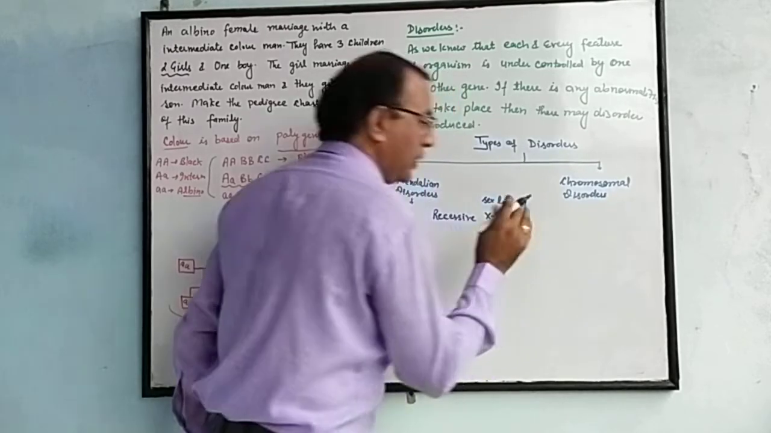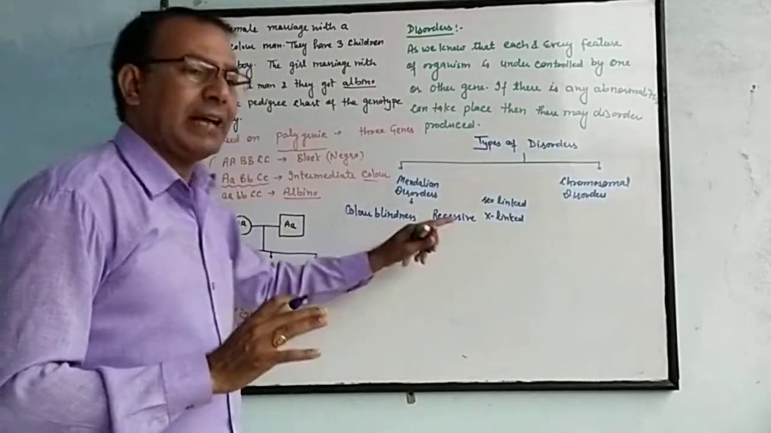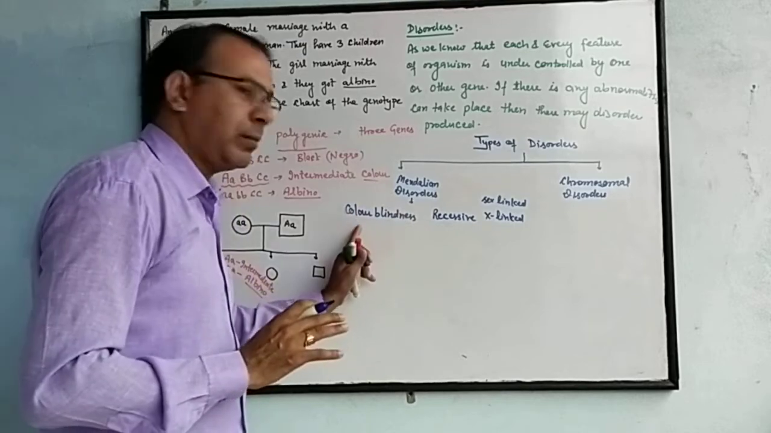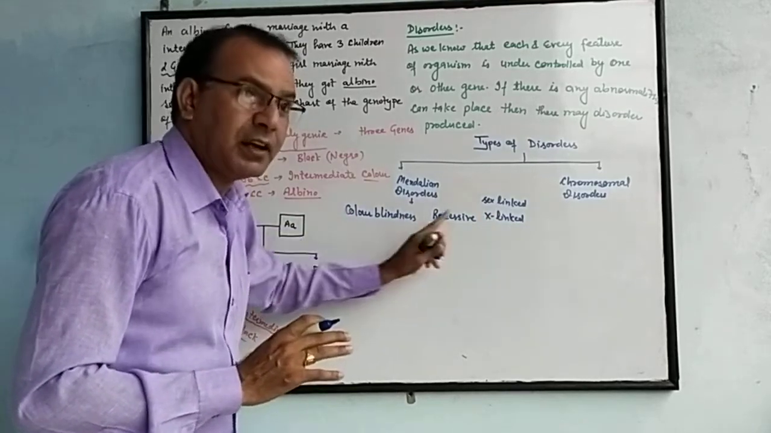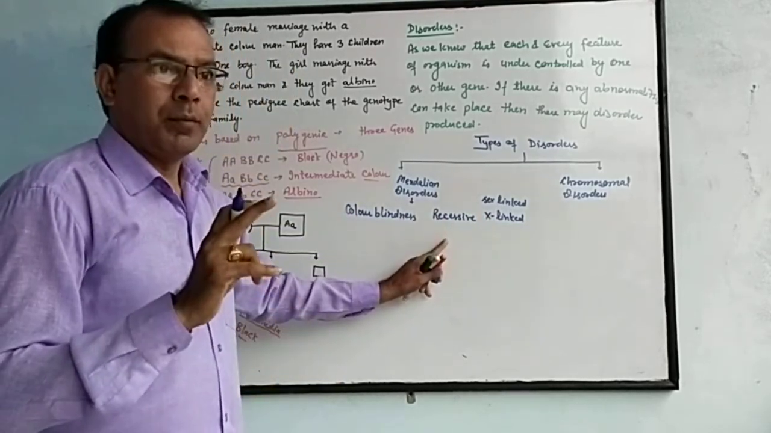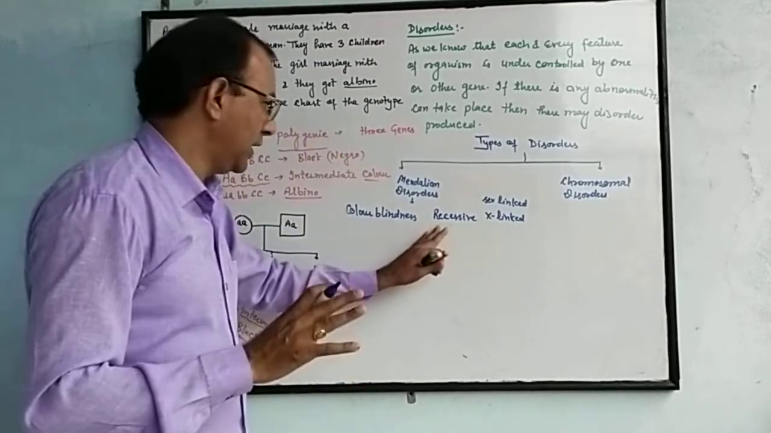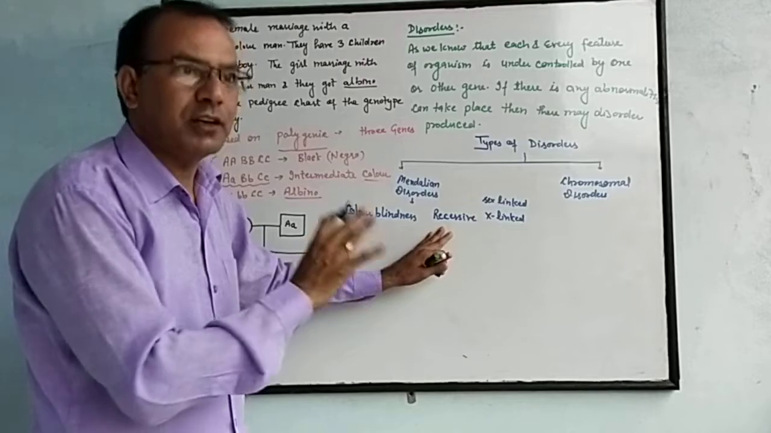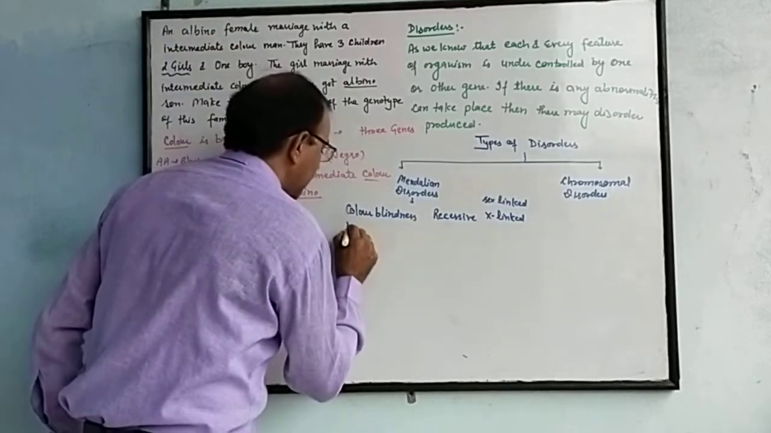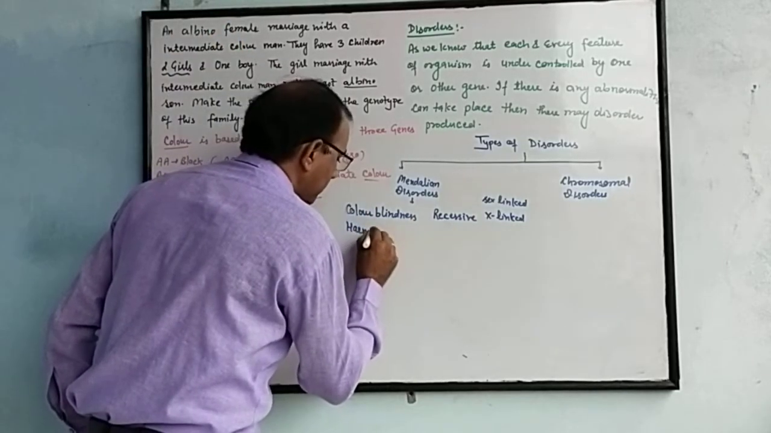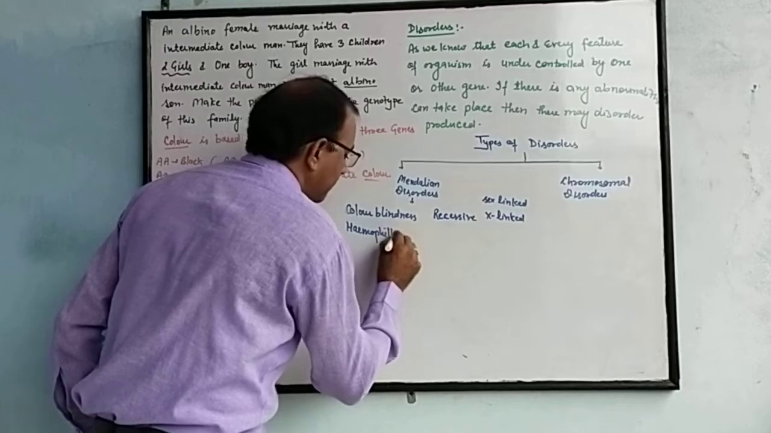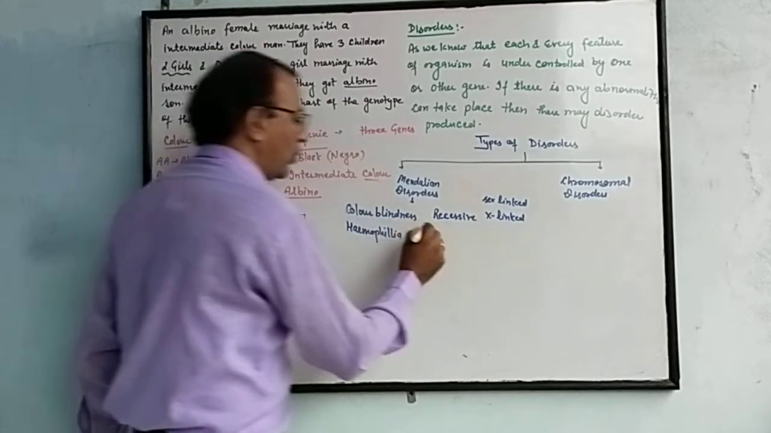There are two disorders which are sex linked. One is color blindness, which is sex linked recessive. It means the male is not a carrier in sex linked; the female is the carrier in this disorder. And the second one is hemophilia. This disorder is also recessive.